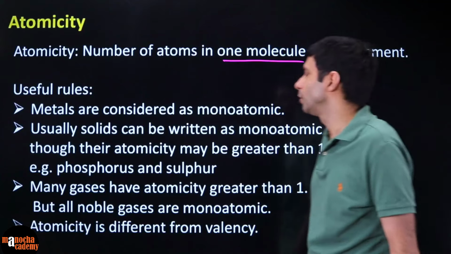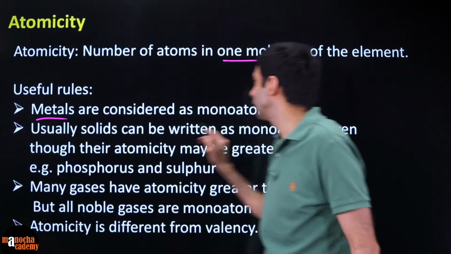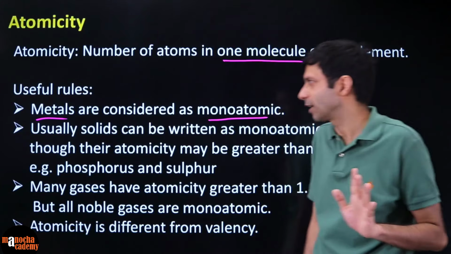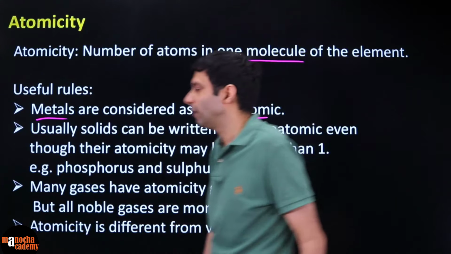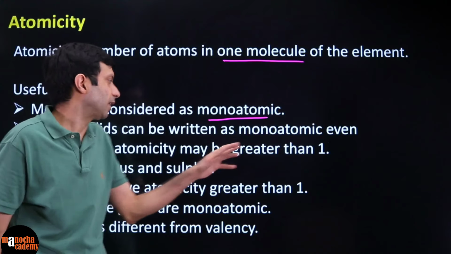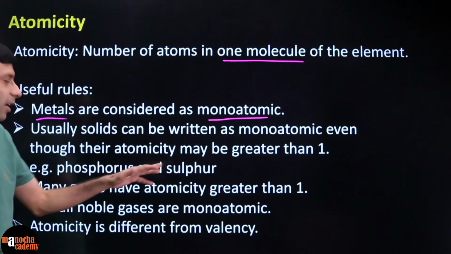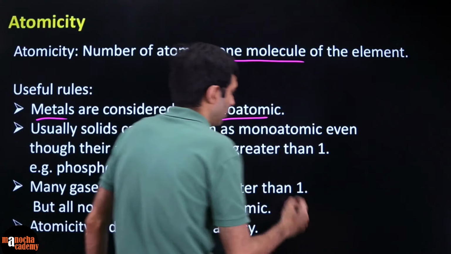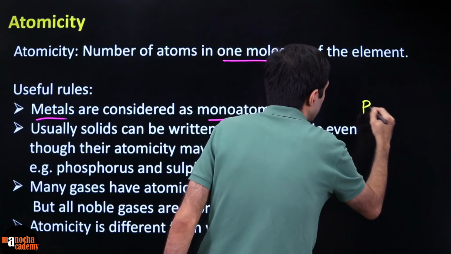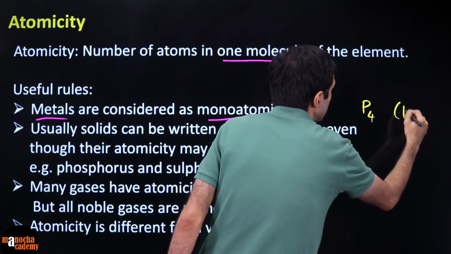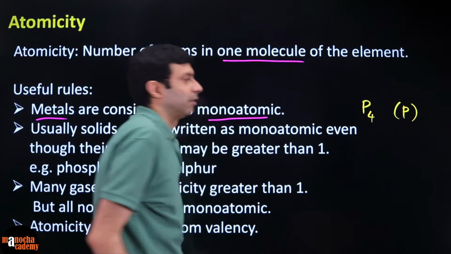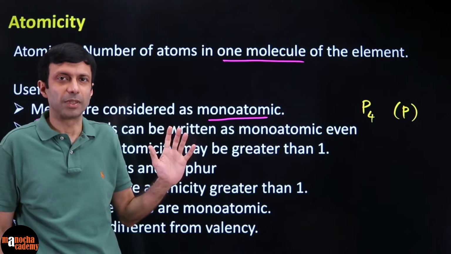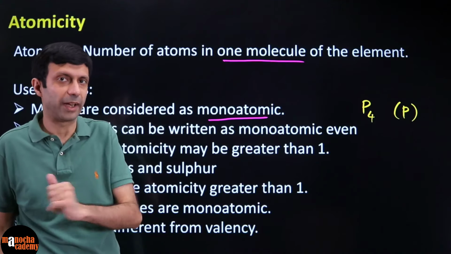And so the useful rules which we talked about, metals are considered monoatomic. That means atomicity is 1. One molecule contains one atom. Usually solids can be written as monoatomic even though their atomicity may be greater than 1. So for example, if you take phosphorus, rather than writing P4, sometimes we write phosphorus simply as P because it is a solid. So many times we ignore its atomicity, but P4 is the more correct version.